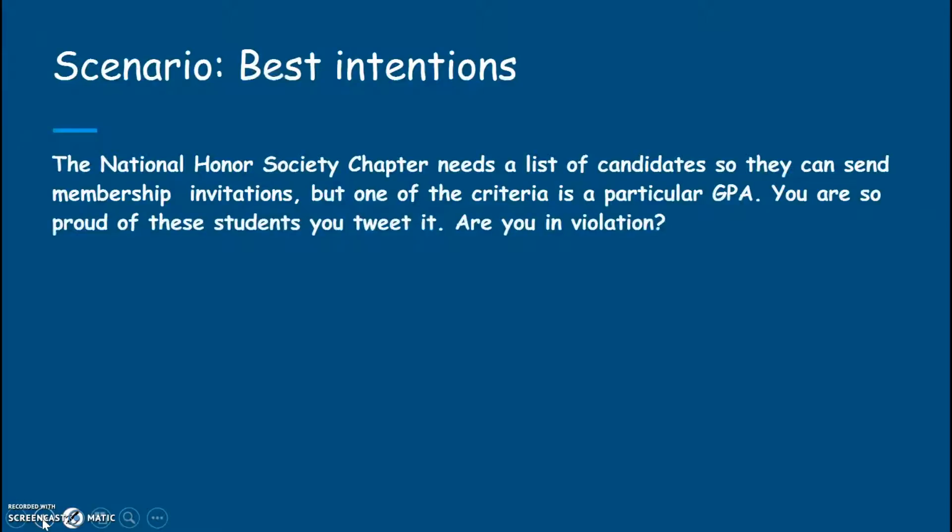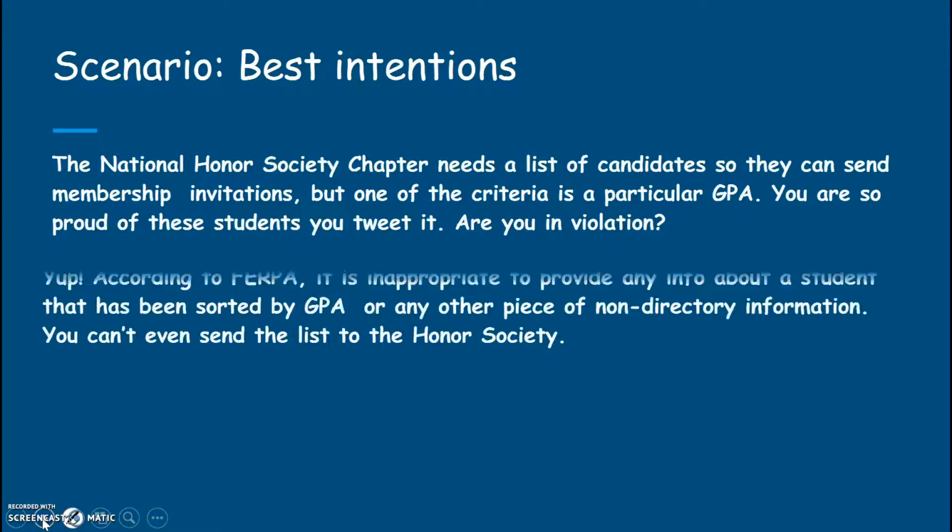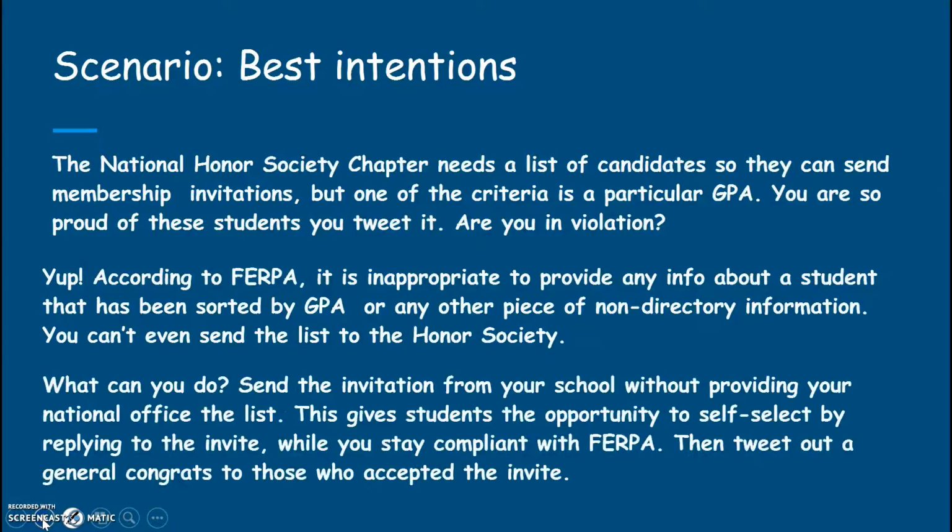Best intention. The National Honor Society needs a list of candidates so they can send membership invitations. But one of the criteria is a particular GPA. You're so proud of these students, you tweet it. Are you in violation? Yep. According to FERPA, it's inappropriate to provide any information about a student that's been sorted by GPA or any other piece of non-directory information. You can't even send the list to the National Honor Society.